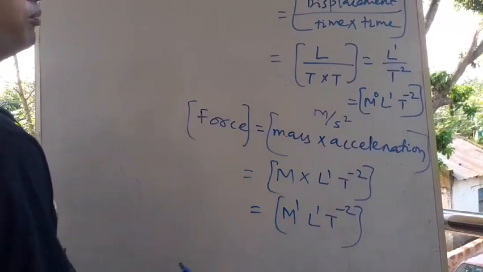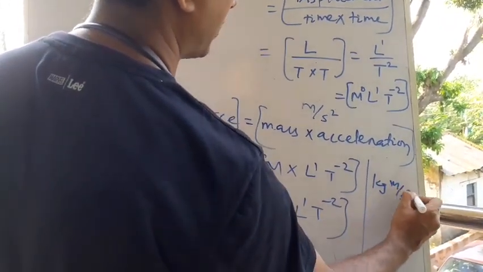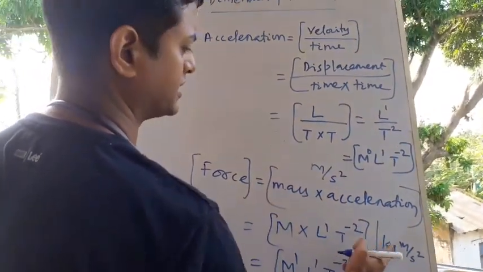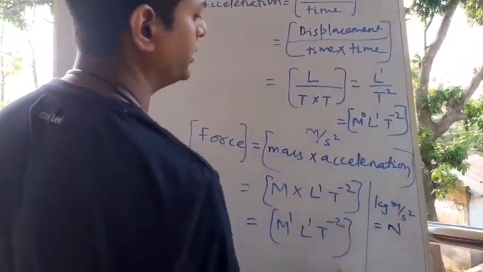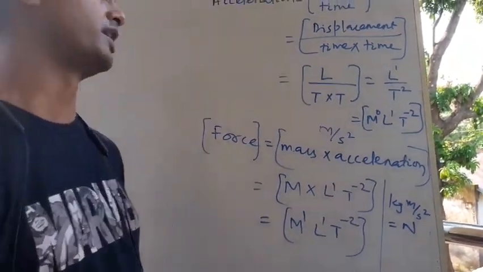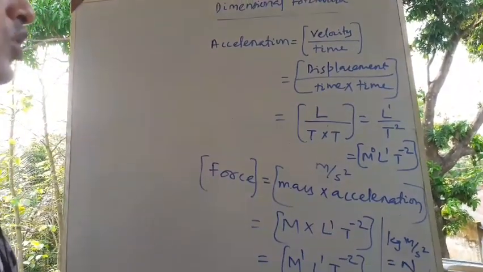Whereas the unit of force is kg into meter per second square. Here it is written, for acceleration it is meter per second square, for mass it is kg. So now this will be Newton. So kg into meter per second square is Newton. 1 Newton equal to 1 kg into meter per second square. So this is the unit and dimensional formula of force.